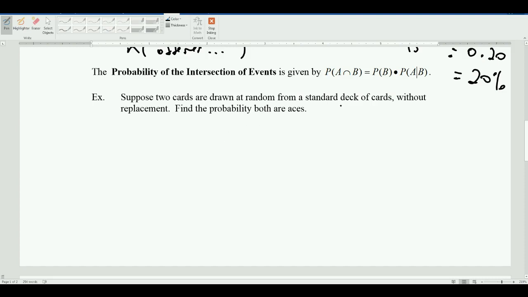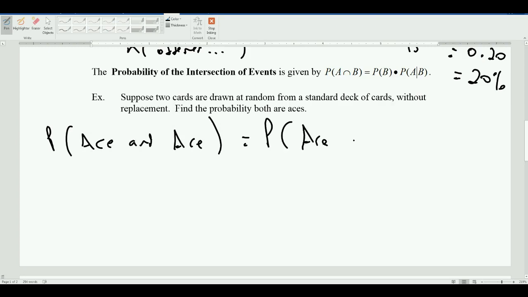Suppose 2 cards are drawn at random from a standard deck of cards without replacement. That means I'm going to take a card out, and then I'm going to leave it out. What is the probability that both are aces? So here's what we're doing. We're going to find the probability of an ace and an ace, or I could just do ace 1 intersect ace 2. Now I'm not going to use that notation. I'm going to use just some basic probability and think about it.